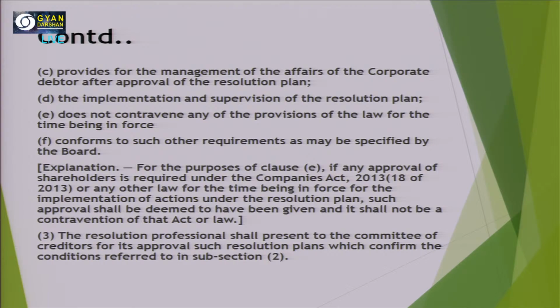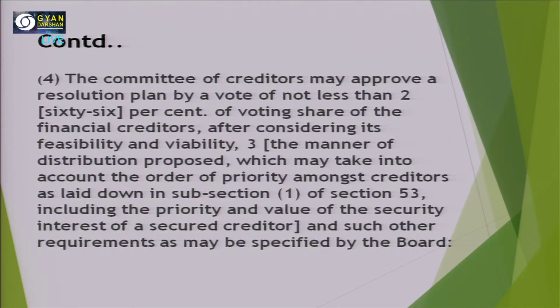Now, section 30 subsection 3, wherein the resolution professional submits the plan for final approval of the committee after ensuring all the compliances, with the compliance certificate. So the COC may approve the plan. Now comes the approval. Up to section 30 subsection 3, the contents of the resolution plan were covered. Now after submission of the plan comes the approval.